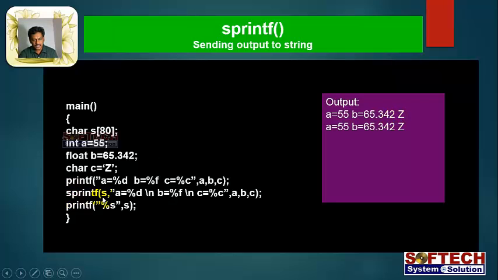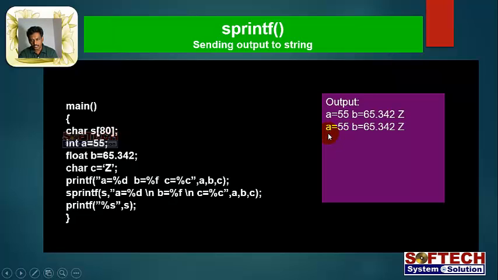The next statement is sprintf. The first argument is a string. The first argument of sprintf is a string variable. The s is a character array. It can hold 80 characters, so s is an array name. Then comma, we give the format specification like printf: a, b, c. The values of a, b, c, with a equal to 55, are assigned to the array s. The name of the array is s. The values a equal to 55, b equal to 65.342, c equal to z, these lines are stored into that array.